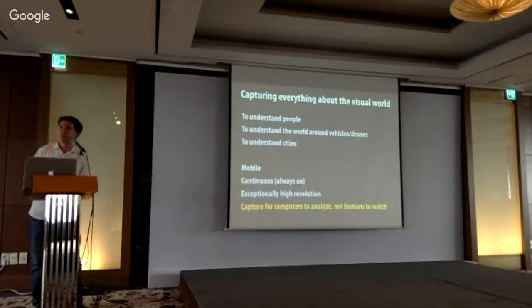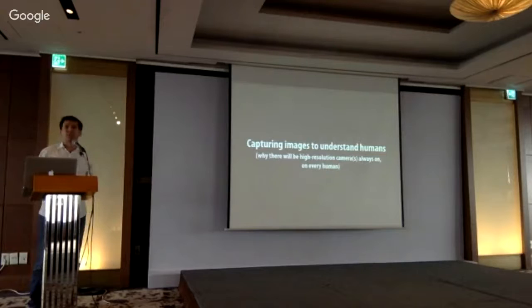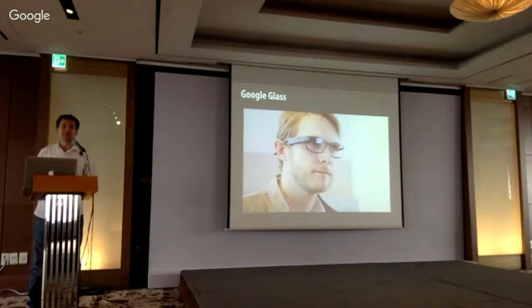So I want to talk about these three different aspects of why I believe that there will be a camera on every human, on every vehicle, and in every room or on every street corner, regardless of how apprehensive we may be about that world. So let's talk a little bit about why we want to put a camera on you. And this experiment has failed miserably many times, and it has failed miserably recently as well.